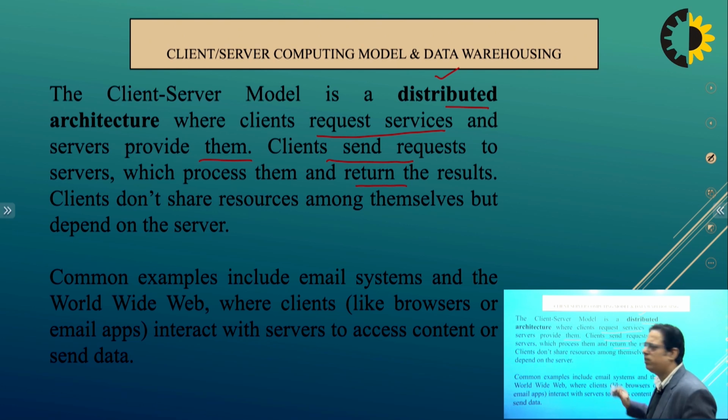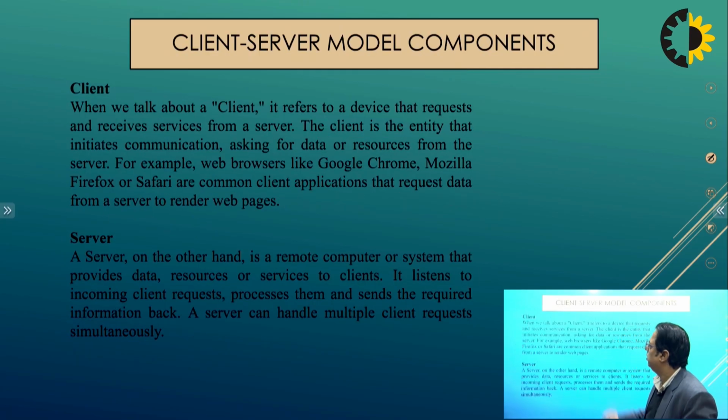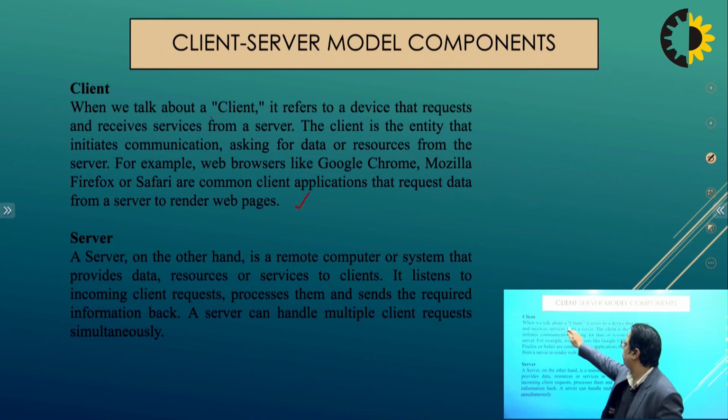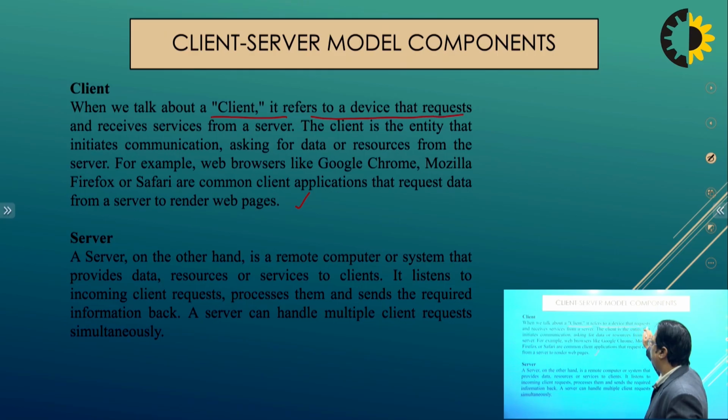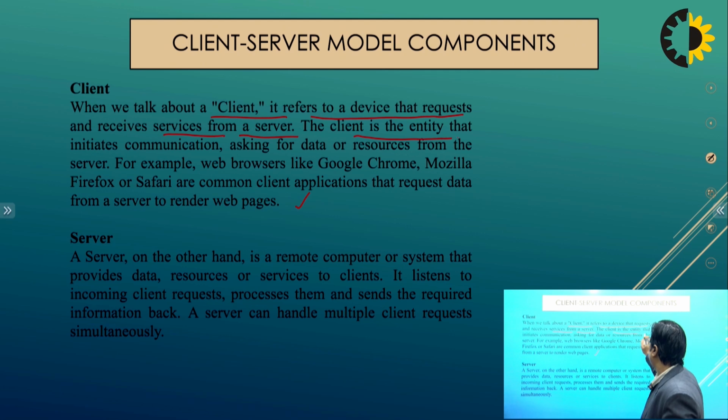Clients basically do not share resources among themselves but depend on the servers. Common examples are the World Wide Web and email systems, where browsers and email apps interact with servers to access content and send data. This is the basic definition of client and server. The client refers to a device that requests and receives service from a server. The client is the entity that initiates communication, asking for data or resources from the servers.